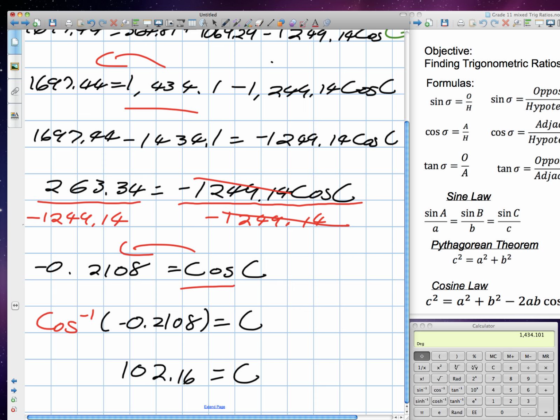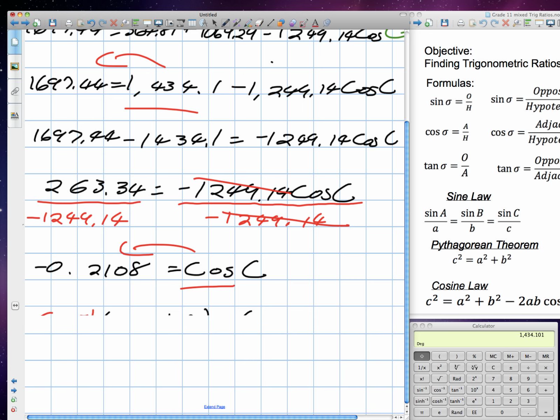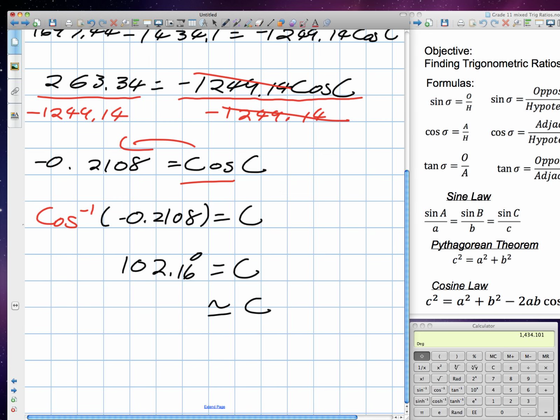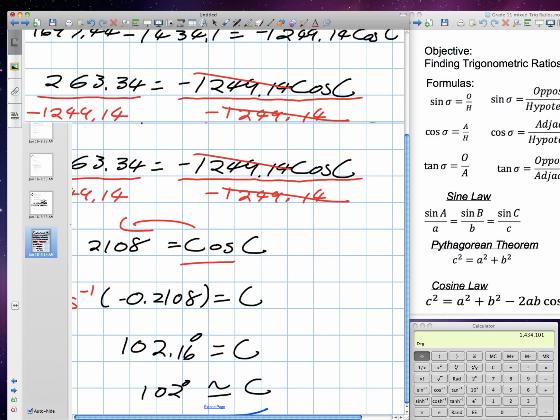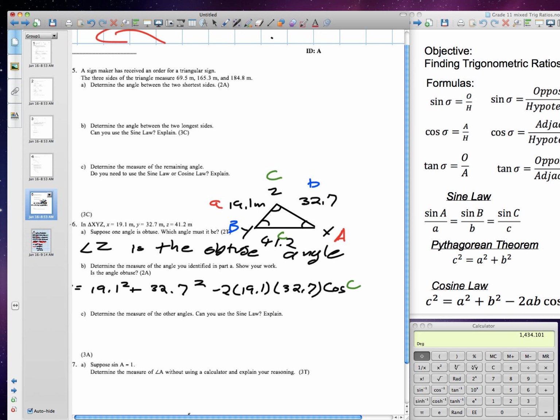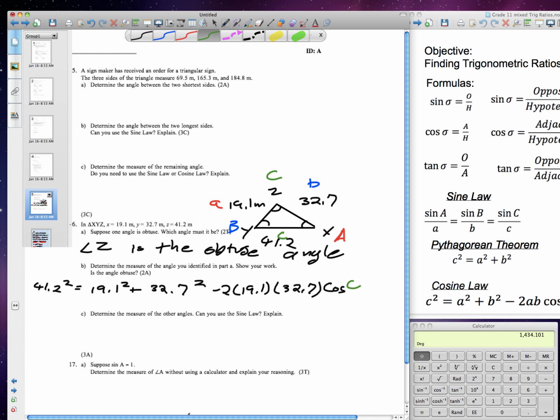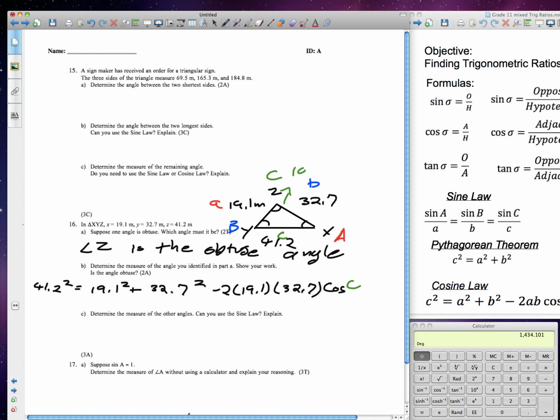So we're going to go back to that other page that we were just on. This angle here is 102 degrees. Now the question asked us, determine the measure of the angle. So we did the first part, and show your work. Is this an obtuse angle? Yes, any angle greater than 90 is obtuse. So the angle is equal to 102 degrees, and yes, it is obtuse.